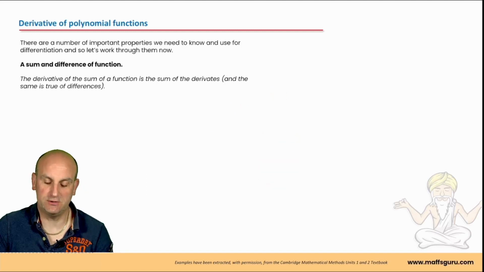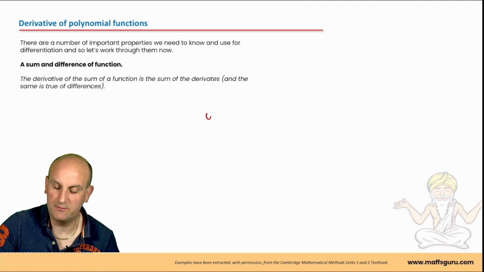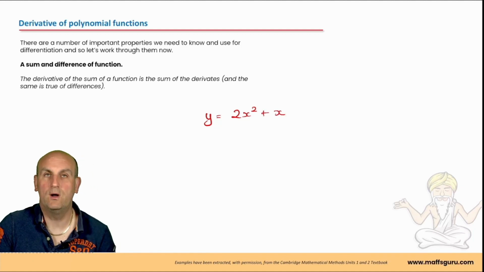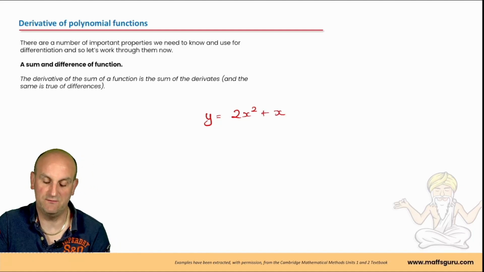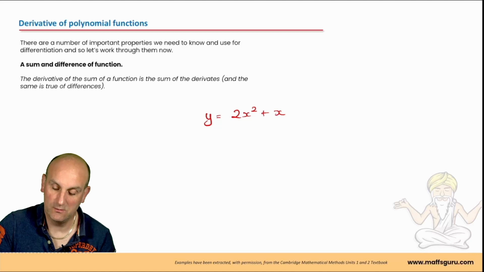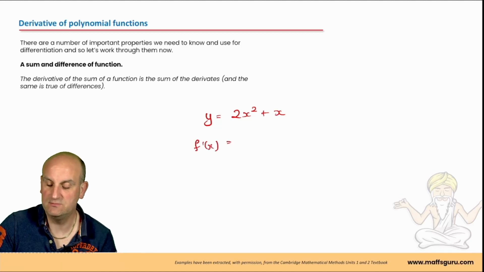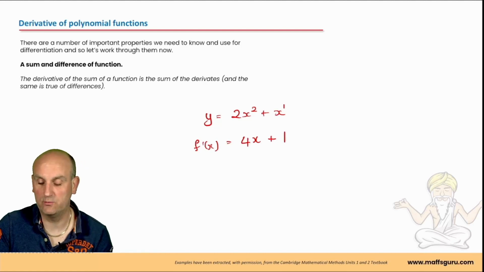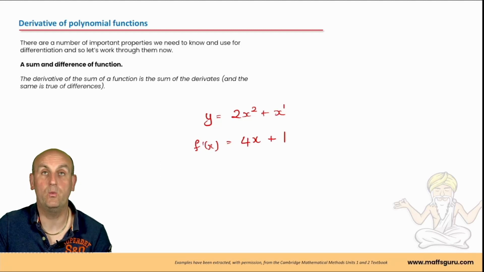The sum and difference of functions, when you do the derivative, and I did an example before, when I have y equal to 2x squared plus x, for example, that's a sum of functions. The derivative of a sum of functions is the sum of the derivatives. What it means is you just differentiate each part. So f dashed of x, differentiating with respect to x, gives me 2 times 2, which is 4x, take 1 off to the power of 1, don't need to write it, plus x, that's x to the power of 1, 1 times 1 is 1. x to the power of 0 is 1. So I just get 4x plus 1.